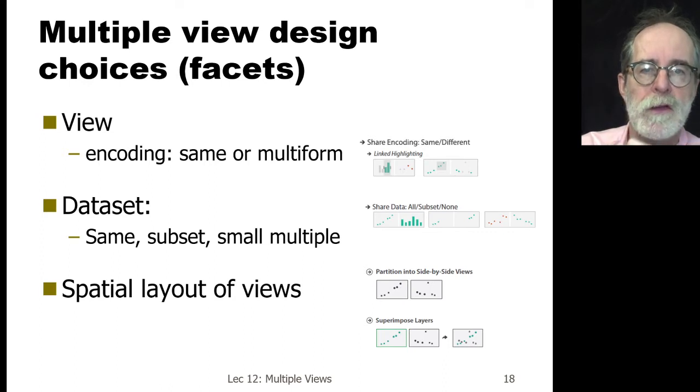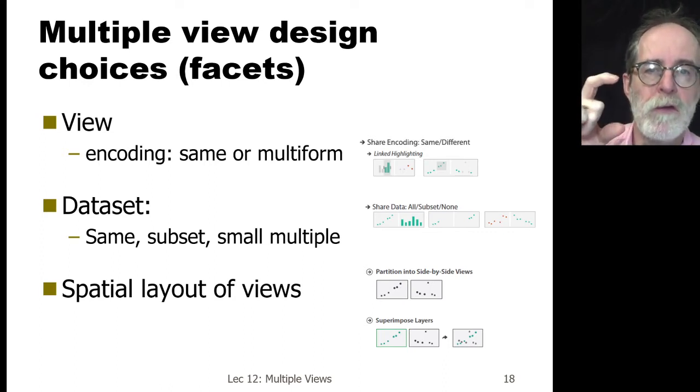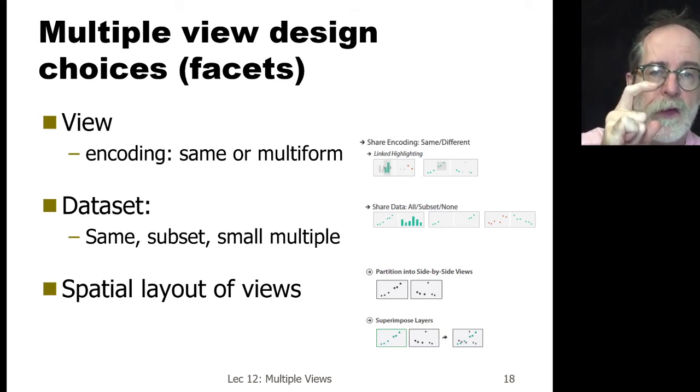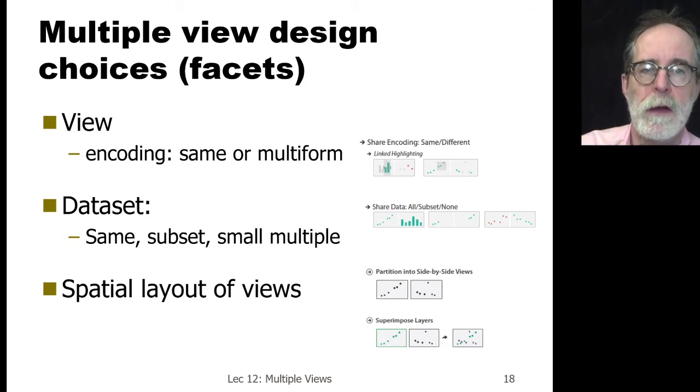In splitting the data set, what you're doing is one distinct subset of the data is in view 1, a different distinct subset is in view 2, and a different distinct subset is in view 3. Let's say there are 3 views. So it could be the same data set everywhere. It could be different subsets, or what's called small multiples, and we'll get into that.